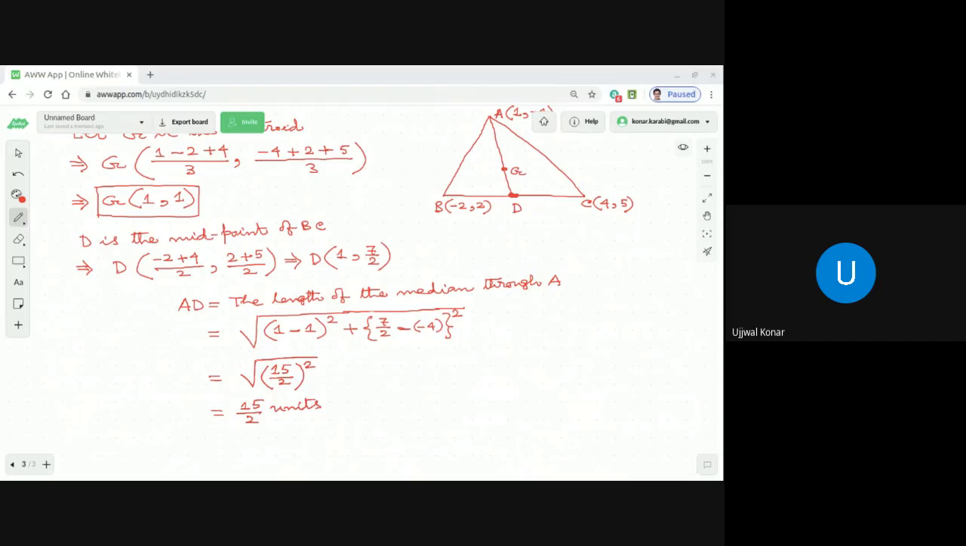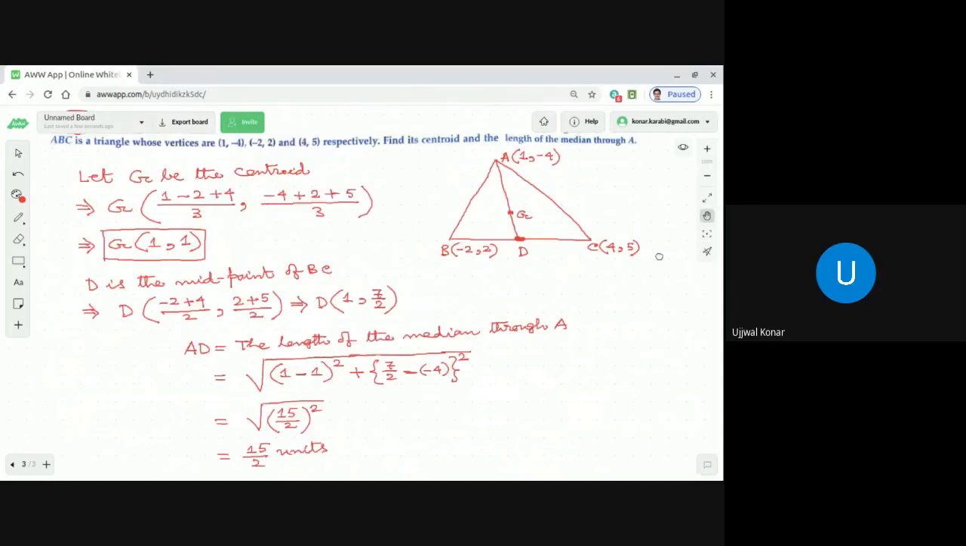Correct, no? Absolutely clear. Any doubt here? Please do let me know. Clear, sir. Okay, great.